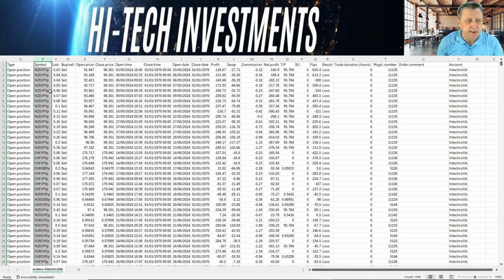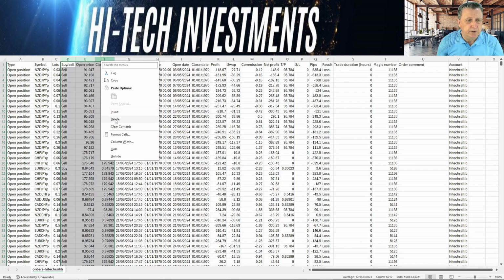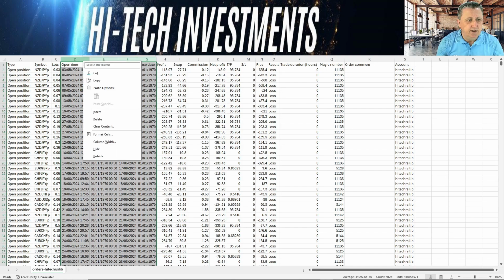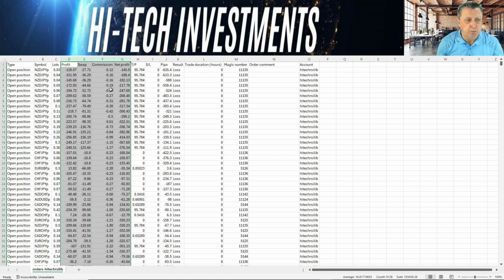The symbols with the currency pairs, we need. We don't need the buys and sells, and we don't need the open and close price here either. So we are not interested in those at the moment. Then we have open times, close times, open date, and close dates. Obviously, if you're looking for a specific trade, that will definitely help you out. But again, for this particular video, we are not interested in those details either. So you can remove that.